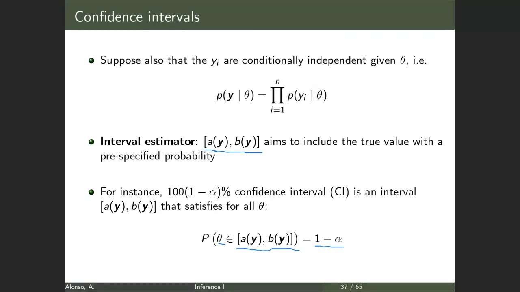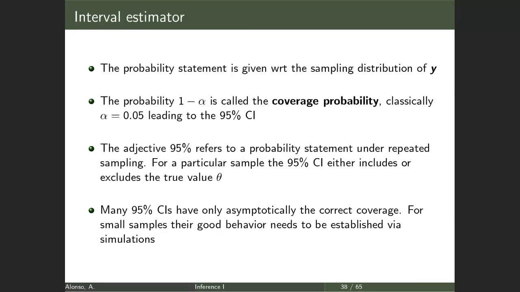So frequently in applications, you consider alpha equal to 0.05, and that's called the coverage probability of your interval. So the coverage of your interval is going to be 95%. And this 95% refers to the repeated sampling, not to one specific interval. That means that if I repeat my experiment 100 times and I generate 100 intervals, 95 of them are going to be correct.